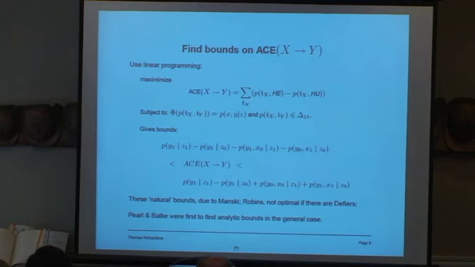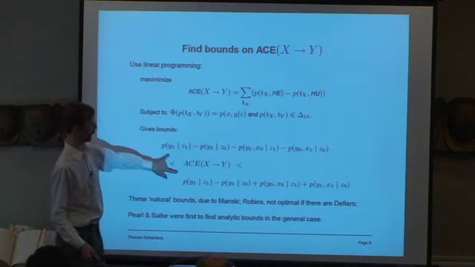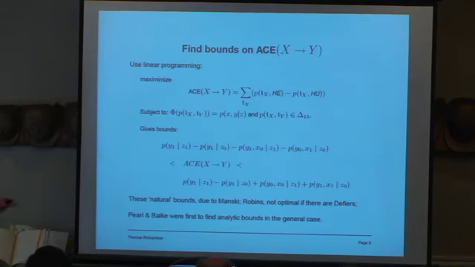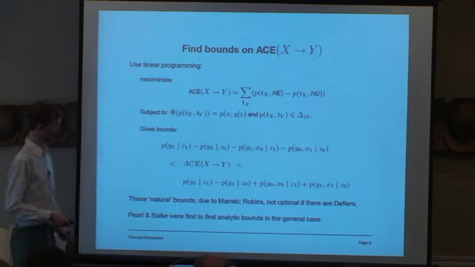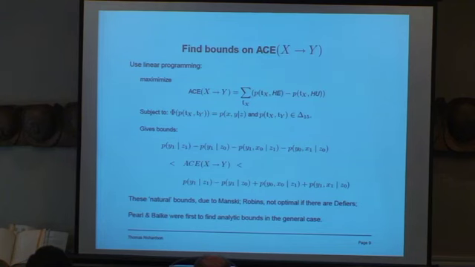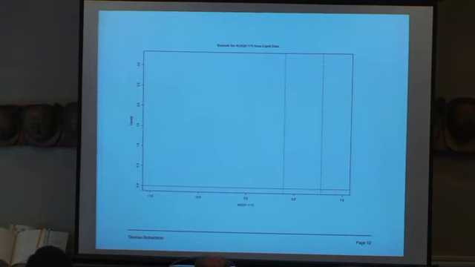Earlier work due to Manski and Robins came up with these natural bounds. These bounds, however, are not optimal if there are defiers. Judea Pearl and Alexander Balke were the first to find analytic bounds in the general case using computational algebra methods. OK, so here's the lipid data.